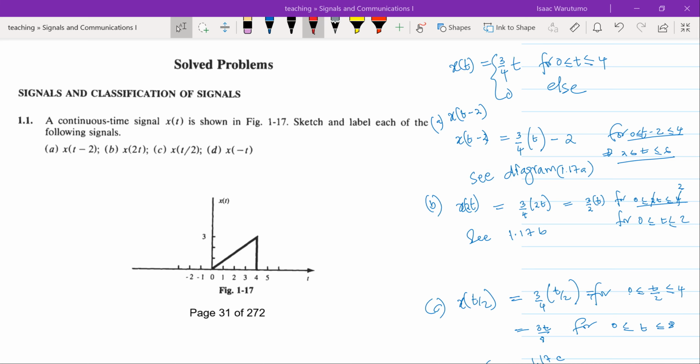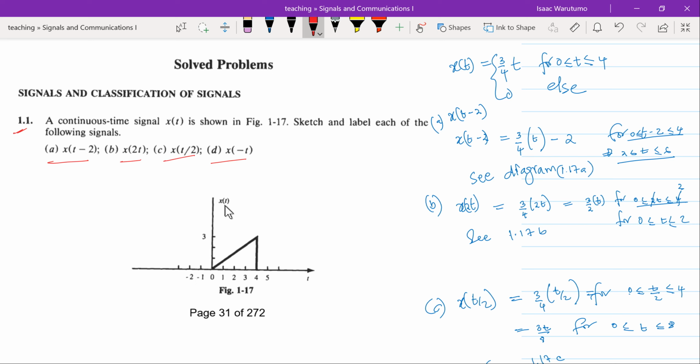So for our tutorial problems, we start with chapter 1, solved problems. Our question 1.1 reads: a continuous time signal x of t is shown as in figure 1.17. Sketch and label each of the following signals. Signal A, x of t minus 1; B, x of 2t; C, x of t over 2; and D, x of negative t.